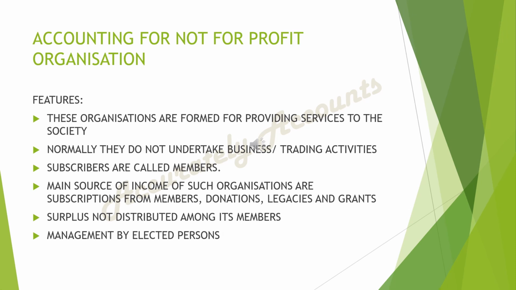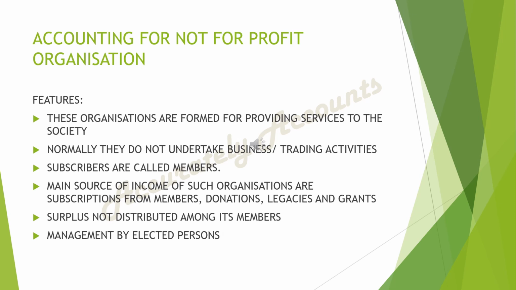The third point says subscribers are called members in case of non-profit organization. In case of a sole trading concern, the person involved in the business we call a sole trader or proprietor. He is the owner of the sole trading concern. When it comes to a partnership firm, we can observe the presence of partners who are the owners of the firm. In case of a joint stock company, we can see the shareholders, the members of the company. The same way, in case of non-profit organization, we can observe the subscribers, whom we can also call members.